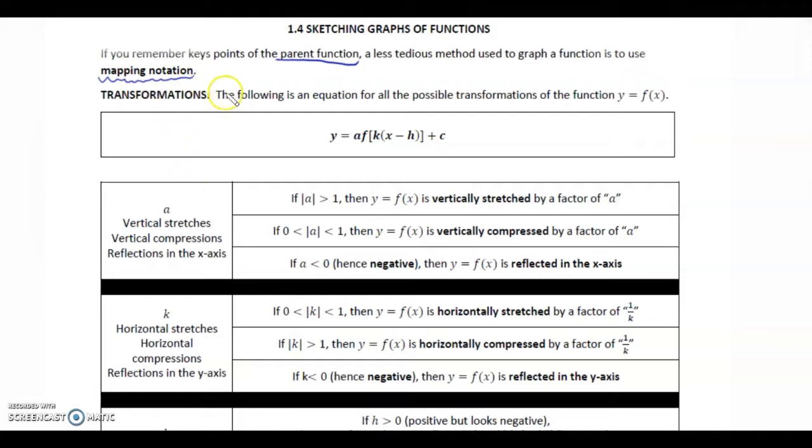So let's talk about transformations. So what are transformations? The following is an equation for all possible transformations of the function y equals f of x. Whatever function you have, it doesn't matter if it's a sine function, a cos function, an x squared function, an x cubed function, a square root function, or exponential, like a 2 to the x function. You can take all of these functions and the positioning of these values, a, k, h, and c, are all going to mean the same thing despite what function we're talking about.